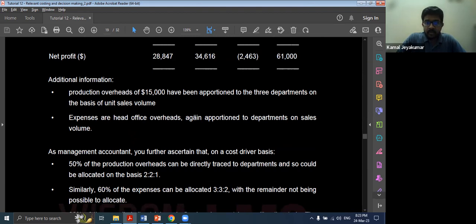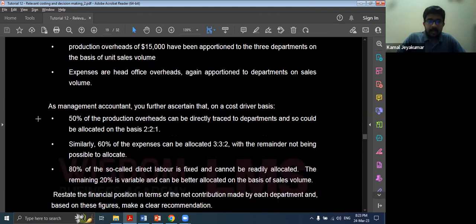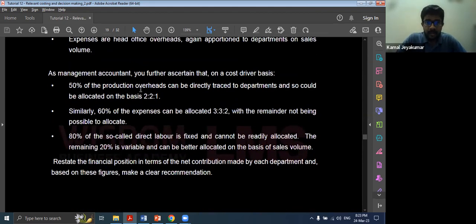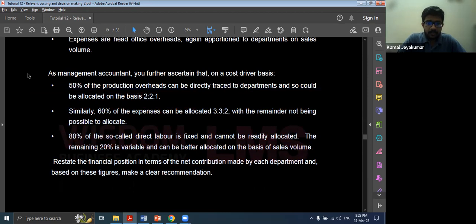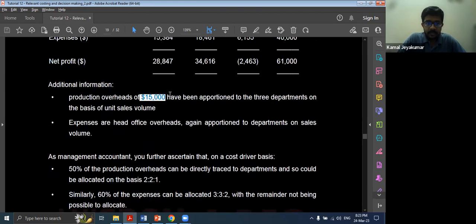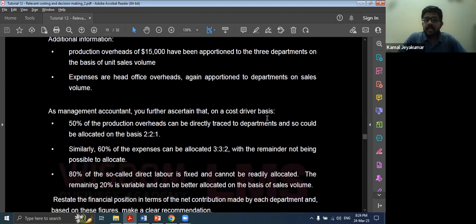Expenses are head office overheads, again apportioned to departments on sales volume. So again, it's an apportioned cost. That won't affect. But if you keep reading on, they have given more information regarding these costs. 50% of production overheads, that is 50% of this $15,000, $7,500, can be directly traced to departments. That means avoidable fixed costs, and can be allocated on the basis of 2:2:1.